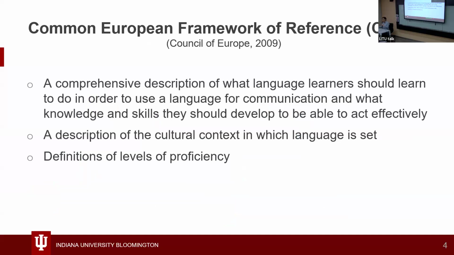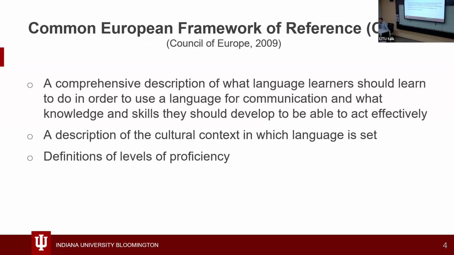Okay, then, so this is like stage 1. So I'll go through what CEFR is exactly about. So it stands for Common European Framework of Reference. CEFR was started in 2001 by the Council of Europe. So this is the comprehensive description of what language learners should learn to do in order to use the language for communication, what skills they should develop to be effective. So that's like a dictionary definition of what CEFR is.